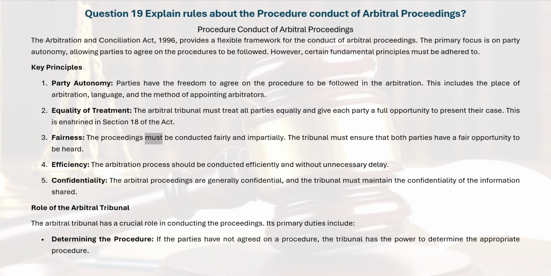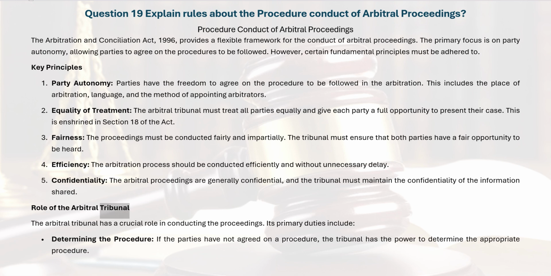Fairness. The proceedings must be conducted fairly and impartially. The tribunal must ensure that both parties have a fair opportunity to be heard. Efficiency. The arbitration process should be conducted efficiently and without unnecessary delay. Confidentiality. The arbitral proceedings are generally confidential, and the tribunal must maintain the confidentiality of the information shared.